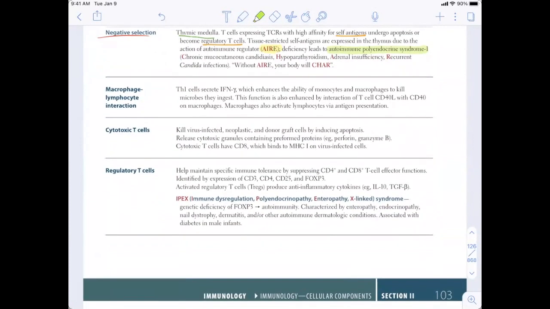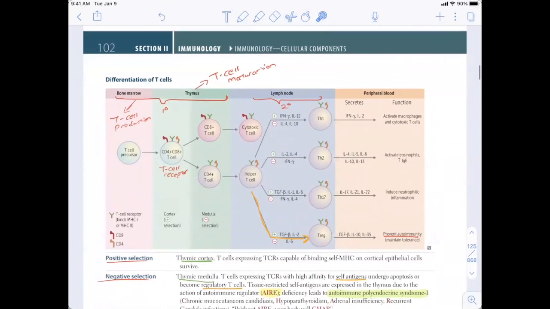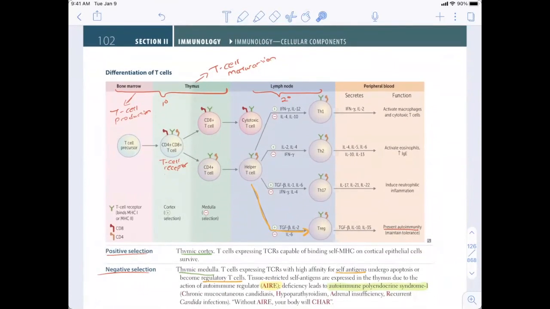So macrophage lymphocyte interaction, I think we'll talk about this eventually, once we get to your macrophages and all that. But the reason why they've talked about it here is just to remind you that your T helper 1 cells, your Th1 cells, are involved. So if you look at this, yeah, this is what they're talking about here. All right, let's finish this picture.